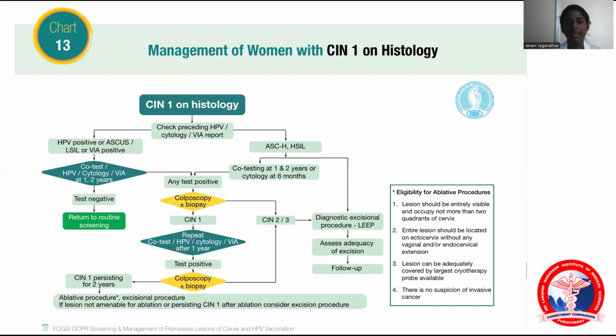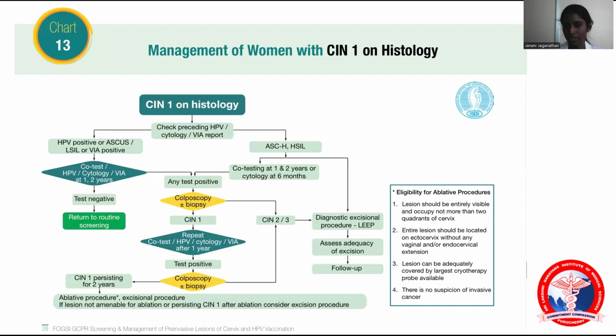And also in case it is ASC-H or high-grade intraepithelial neoplasia, again co-testing has to be done. And if at any point of time it comes as positive, we have to go in for colposcopy-directed biopsy. And again, we have to repeat co-testing. And in case of high-grade squamous intraepithelial neoplasia, it is better to go in for excisional procedures like LEEP. Assess adequacy of excision and you have to follow up the patient. The important thing after performing both ablative and excisional procedures is the follow-up period. Even during the follow-up period, if CIN1 is persisting for 2 years, you have to go in for an excisional procedure.